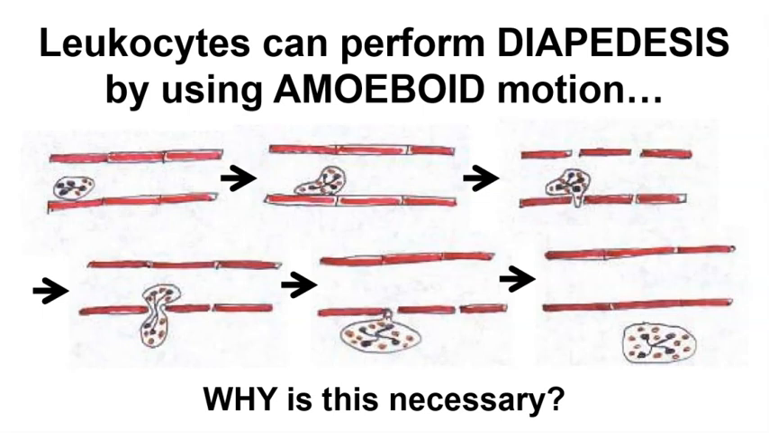So it's necessary for leukocytes to perform diapedesis because, of course, the leukocytes are located within the bloodstream, but we see that many infections occur within the tissues that are external to those blood vessels. So it's important that the leukocytes have the ability to exit the bloodstream so that they can properly fight infections in those tissues.